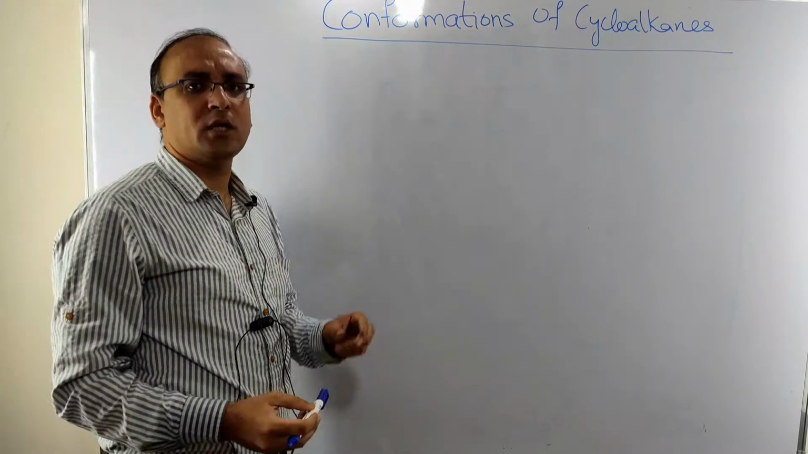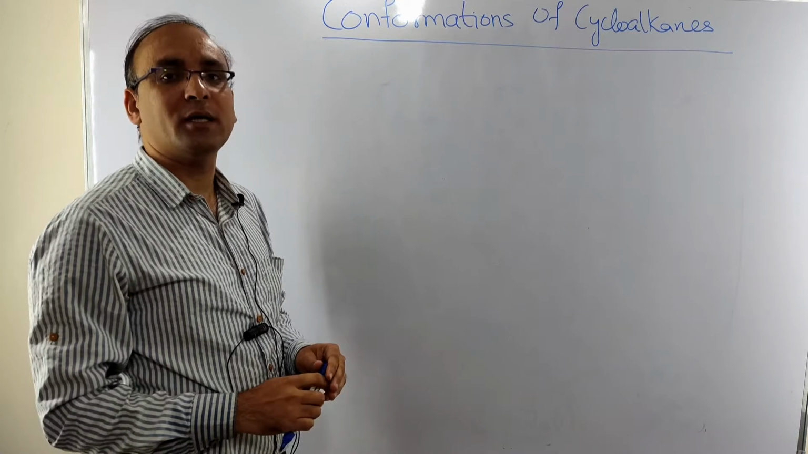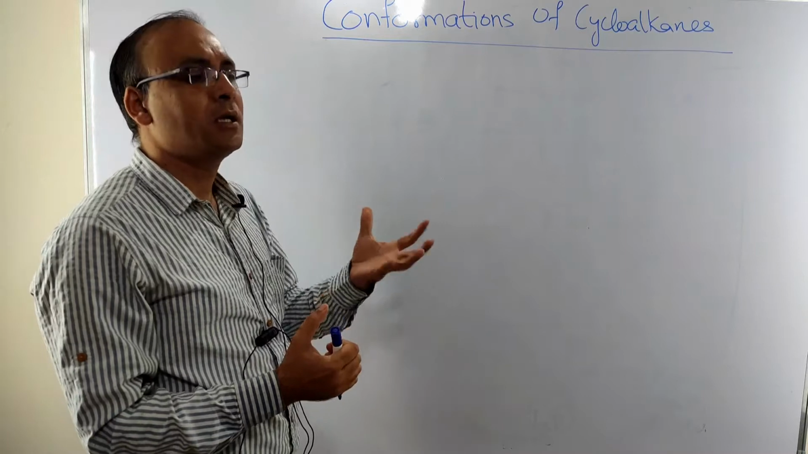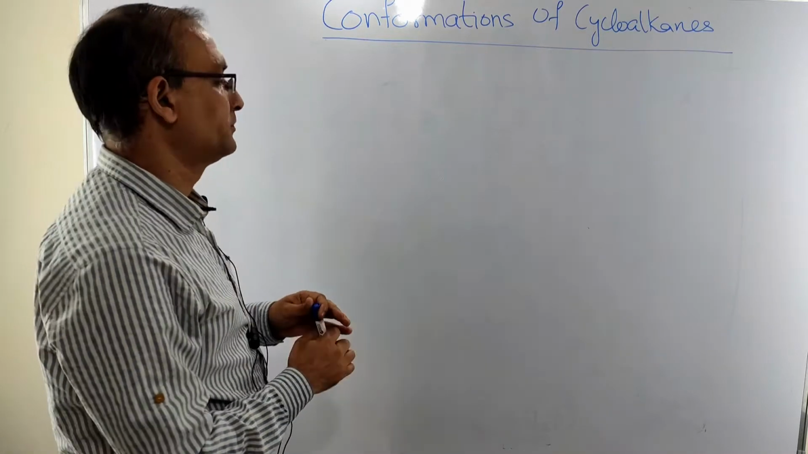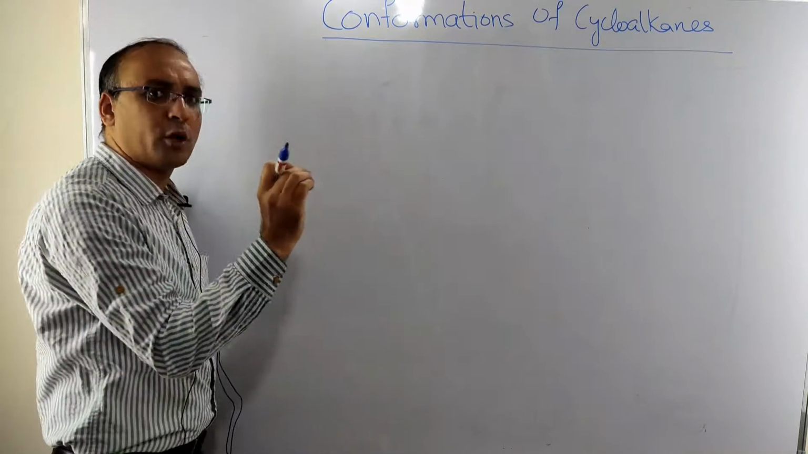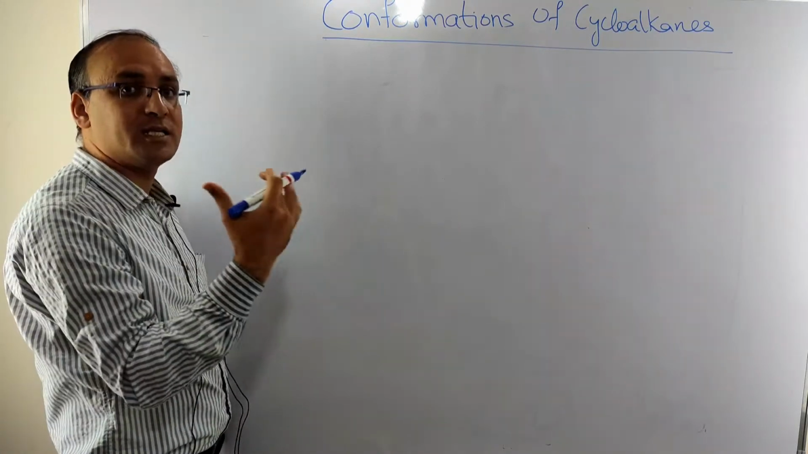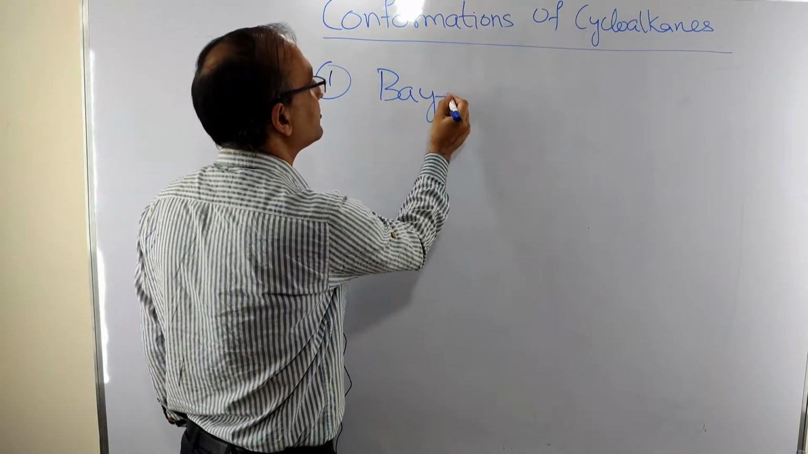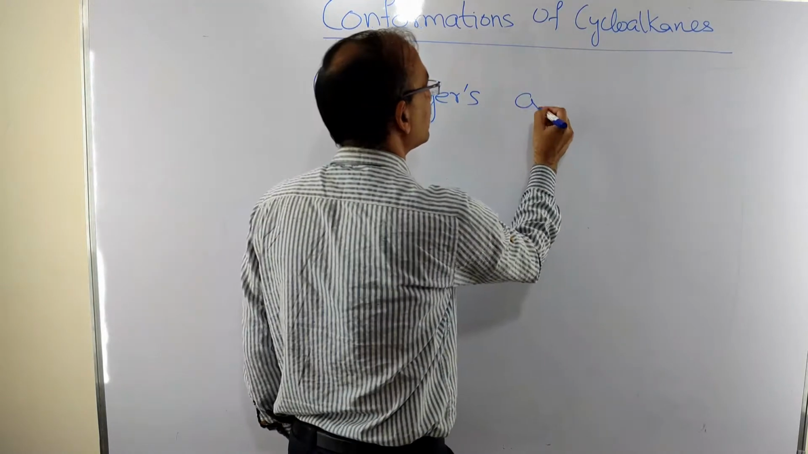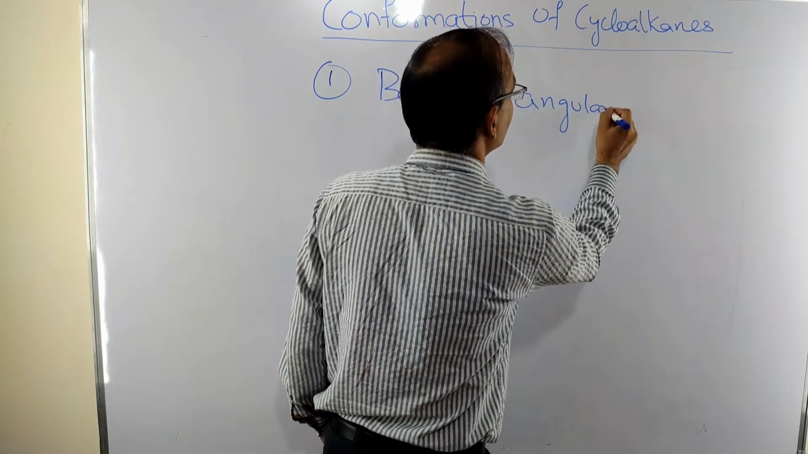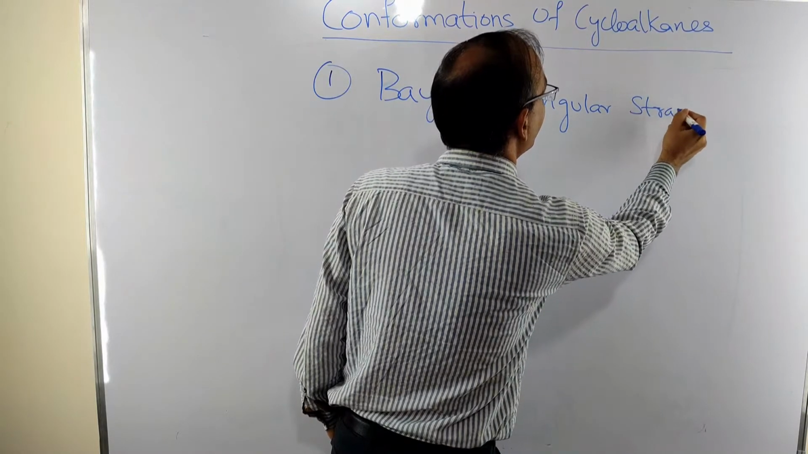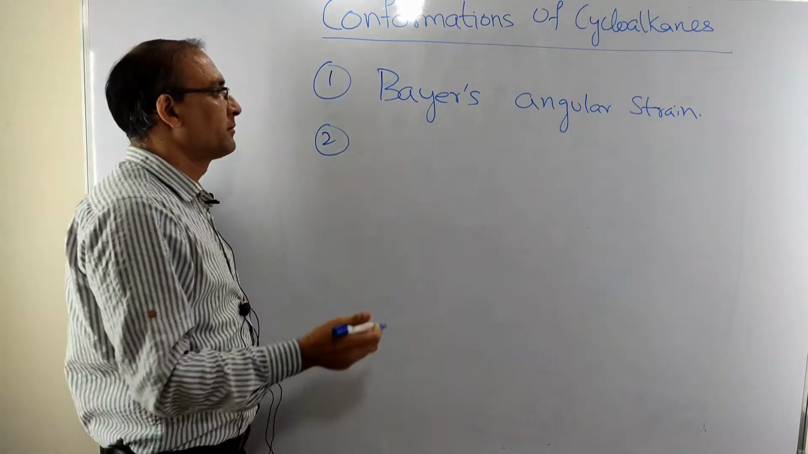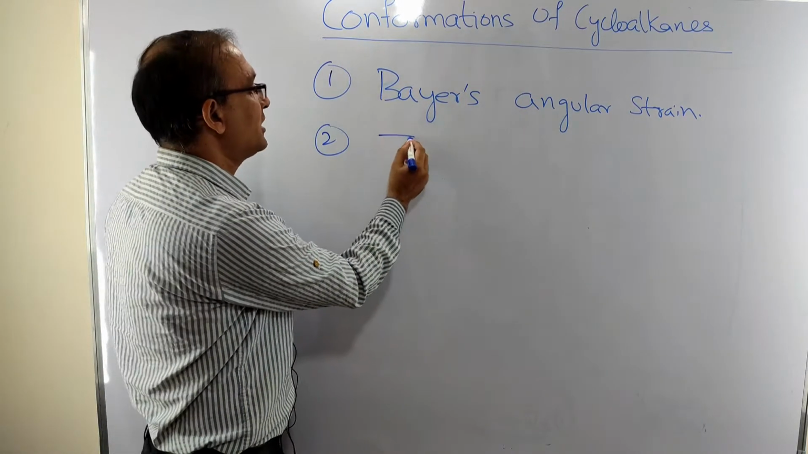Before we discuss that, we have to know about two problems which normal alkanes and cycloalkanes face if they don't undergo some stabler form of conformation change. Okay, the two issues, two kinds of strains they face. First one is Bayer's angular strain, or it is sometimes called just Bayer strain. Second one is called torsional strain.